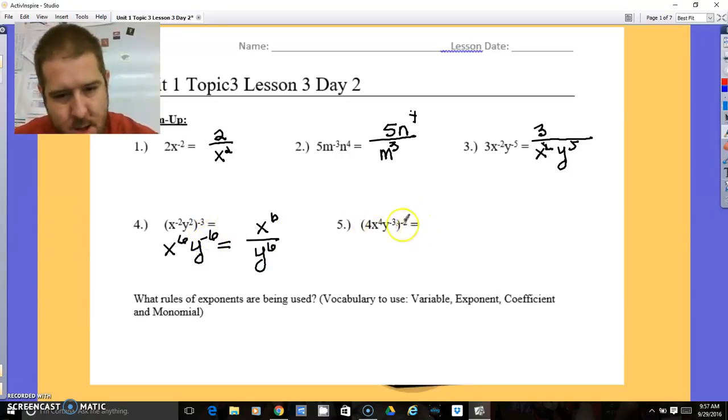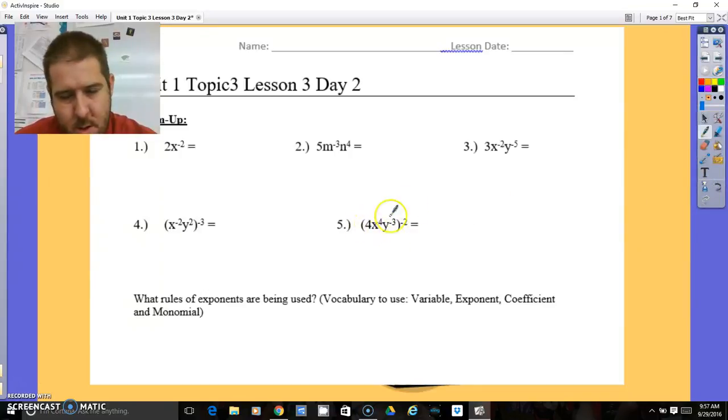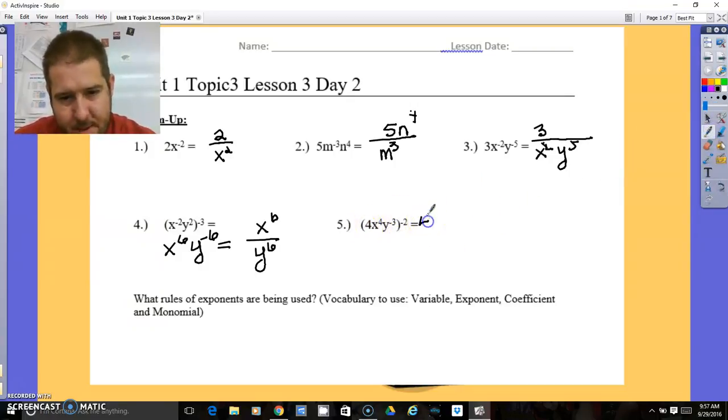All right, next one. We've got a coefficient raised to the negative second power. So 4 to the negative second becomes actually 1/16, or you could say 1 over 4 squared, which is 1/16. And x to the fourth power. Okay, so you know what, I better go back. That's not what I want to do. So let's do this a different way. Let's do 4 to the negative second power.